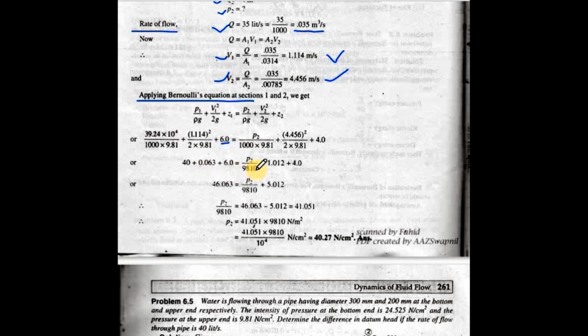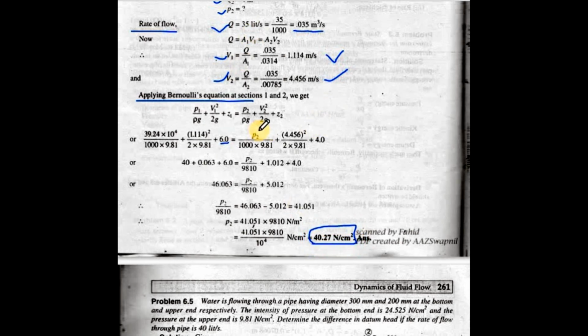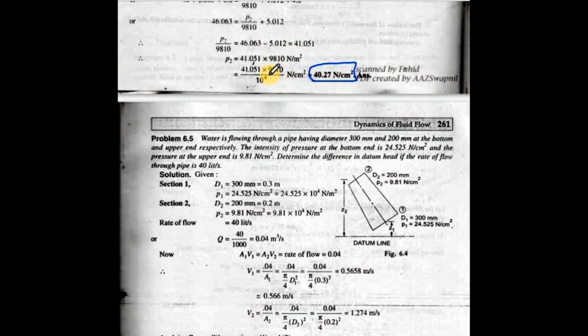After evaluating this equation, we get the value of pressure, which is coming out to be 41.04 into 9810 Newton per meter square. Finally, the value in terms of centimeters is coming out to be 40.27 Newton per centimeter square. So I highly recommend that you try to calculate it by yourself and get this answer, and check whether it is coming out to be 40.27 or not.